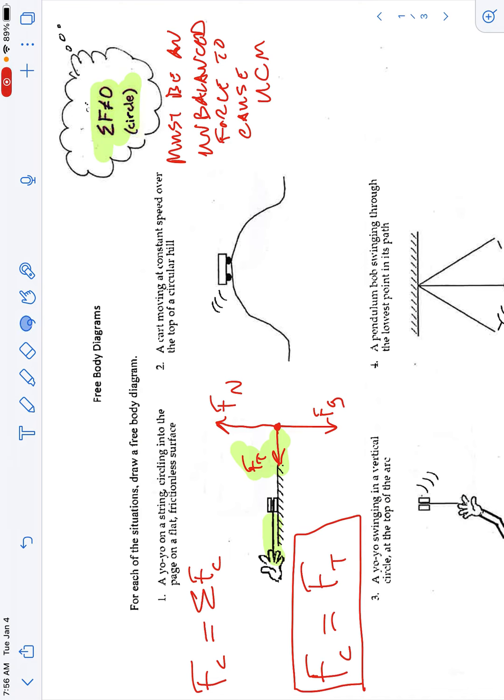So let's shrink this a little bit. That's not what I want to do. Get this out of the way. All right, let's go to the other one.